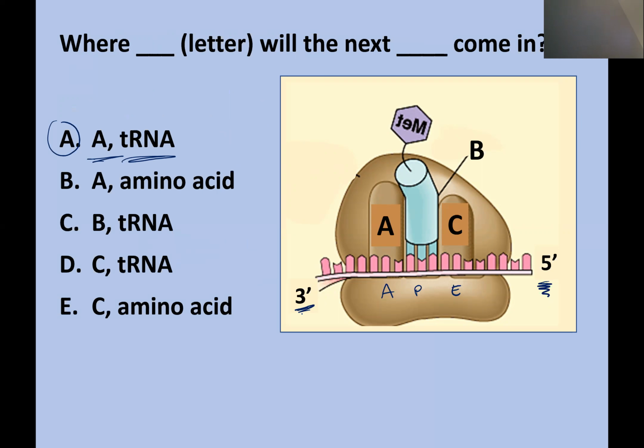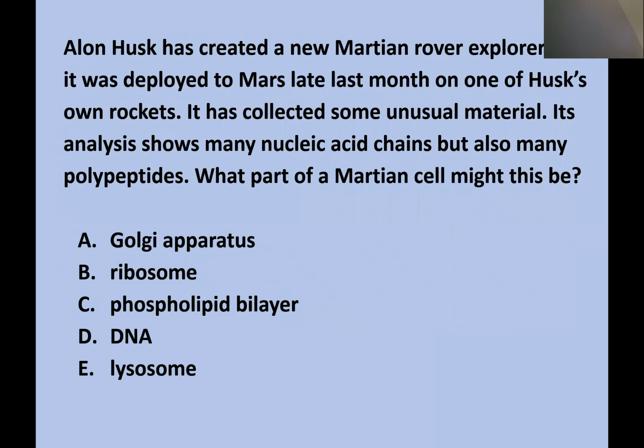All right, a couple more. Ellen Husk created a new Martian rover explorer. It's collected some unusual material. It shows nucleic acids, but also polypeptides. What part of the cell might this be? So I hope you remember that ribosomes are composed of proteins, which is polypeptides, and ribosomal RNA, which is a nucleic acid. And it's actually the ribosomal RNA that connects those peptide bonds together.